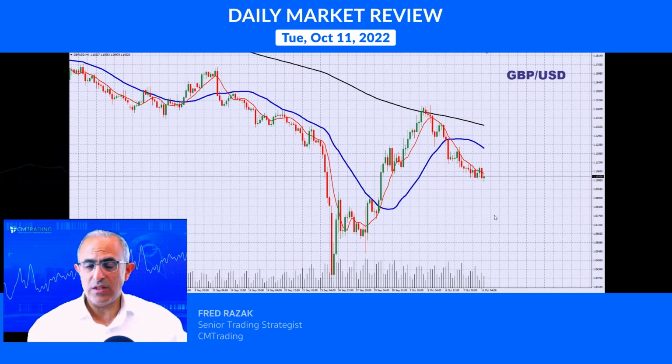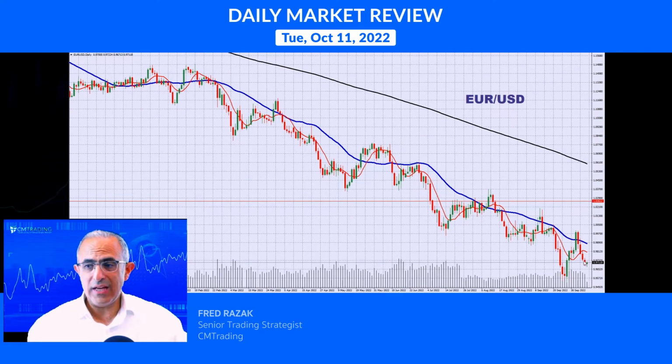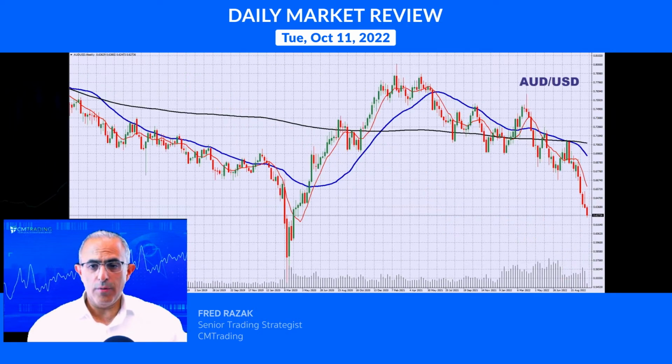GBP USD didn't move lower, so showing some strength. And the euro just hanging close to it, but not making new lows, let's just say. Okay, so out of all of them, the Australian dollar really exceeding some weakness here as it's making these new lows for the year. Finally catching up maybe to the new reality of the US dollar versus everything else.